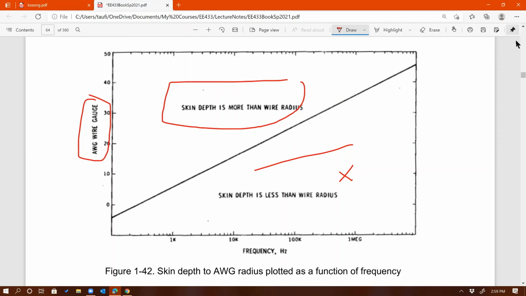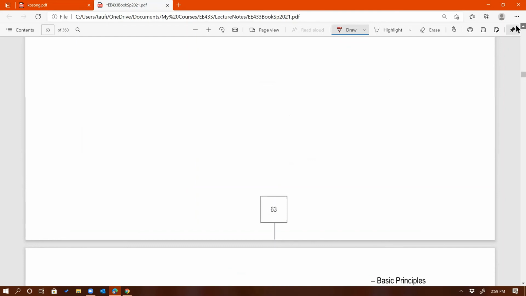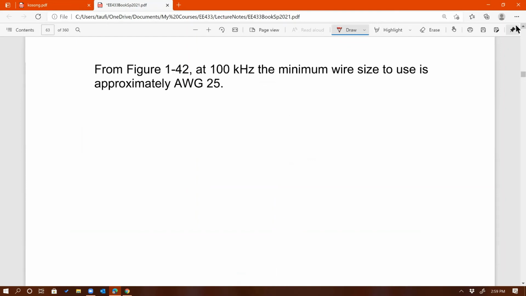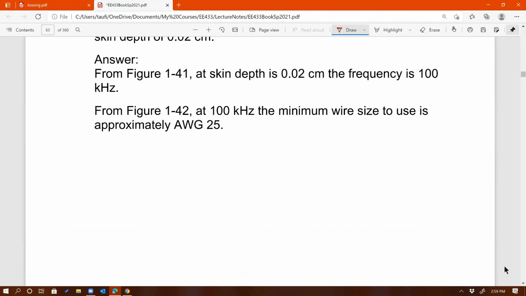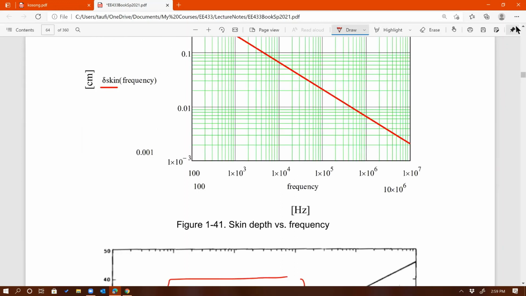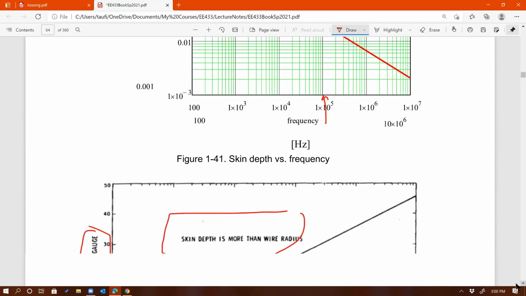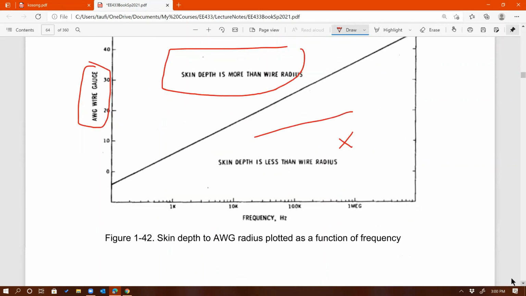Okay, so for example, and after this we can adjourn, I have an example. 100 kilohertz, 0.02. Let's say I'm operating at 100 kilohertz. That's going to be right here. That's 100 kilohertz frequency. That's going to give us around 0.02 skin depth. Okay, that's the skin depth. But then at the same time, that 100 kilohertz operation, which is right here.